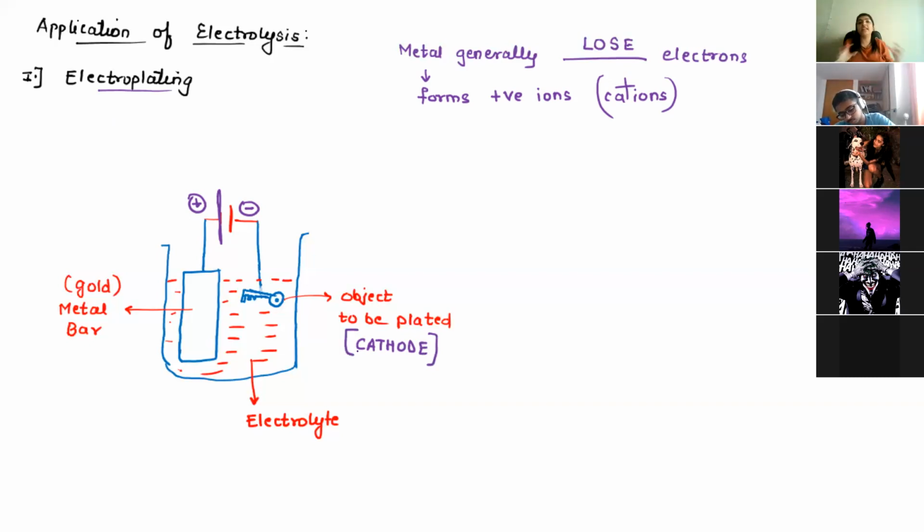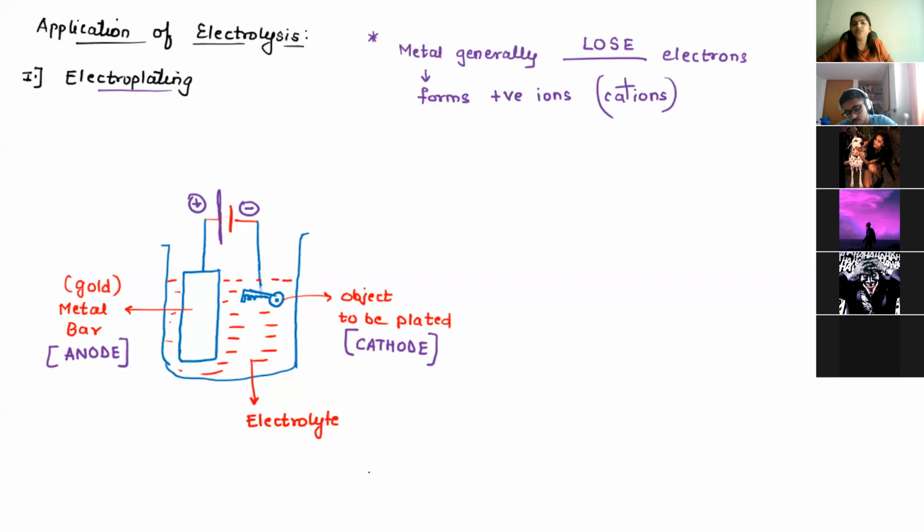That's the rule. The object to be plated is always connected to the cathode. Suppose in the exam you forget, because it's a part of memorizing. Use this logic: metal forms which ions? Metal forms positive ions. So positive ions will be attracted to which electrode? It has to be the negative electrode. The object has to be on the negative electrode, then only the positive metal ions will be attracted. And the gold bar, the metal bar, has to be at the anode.